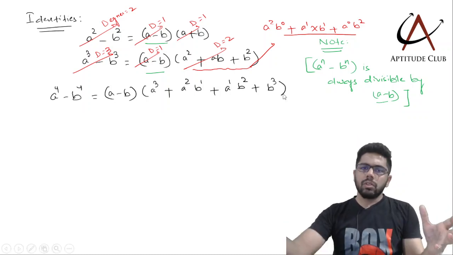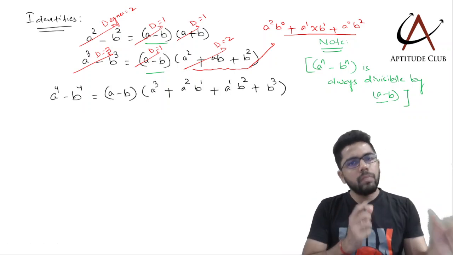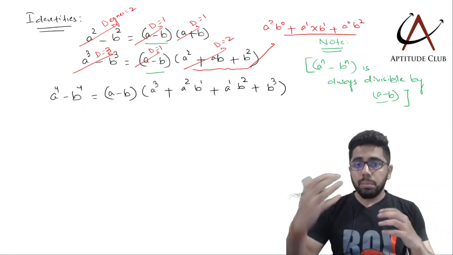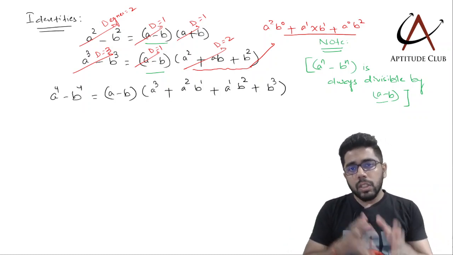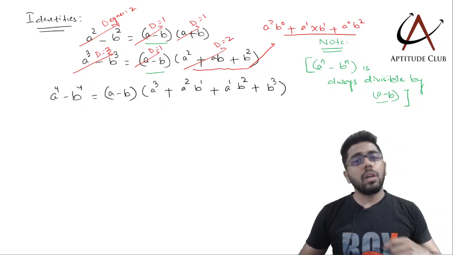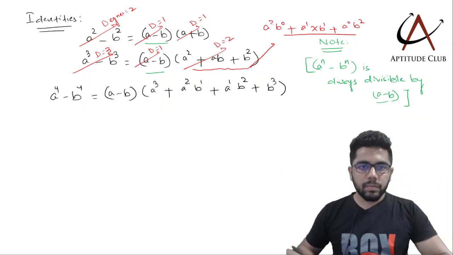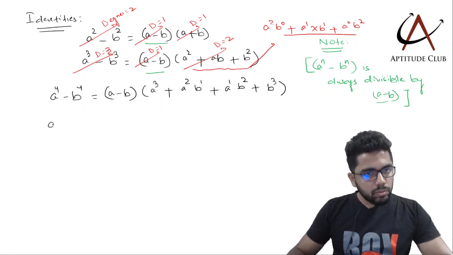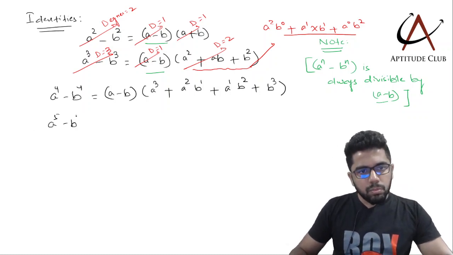This is the normal pattern. A minus b will always be there, and you start with the highest power of a, lowest power of b. Gradually keep reducing the power of a by 1 and increasing the power of b by 1. You will end up with the highest power of b and lowest power of a. I hope everyone is following this pattern. We don't have to mug up this, just understand, and any expansion we can write.